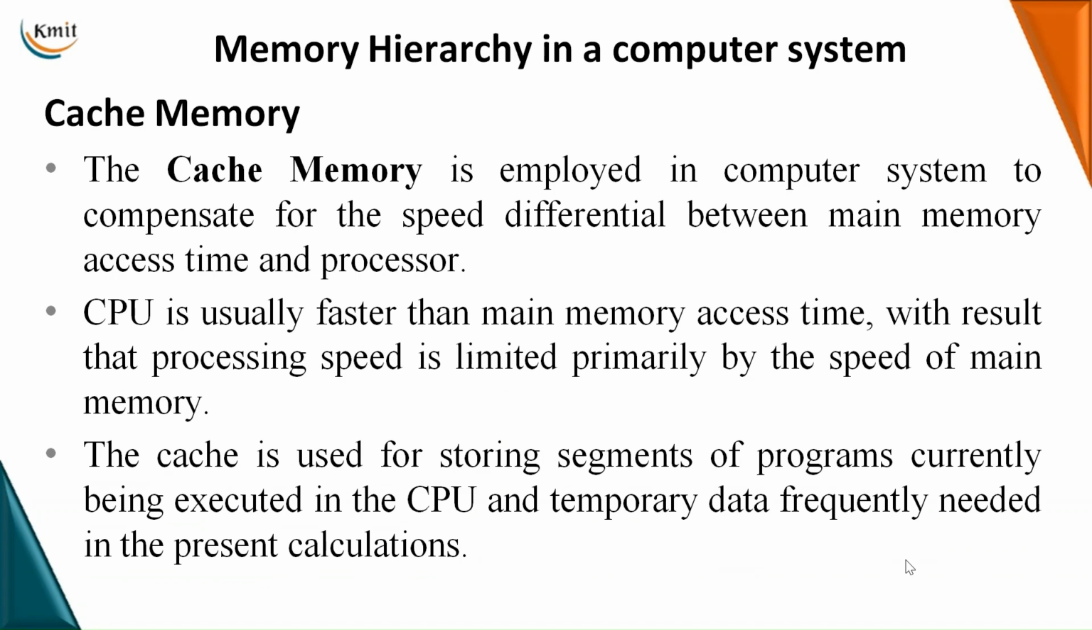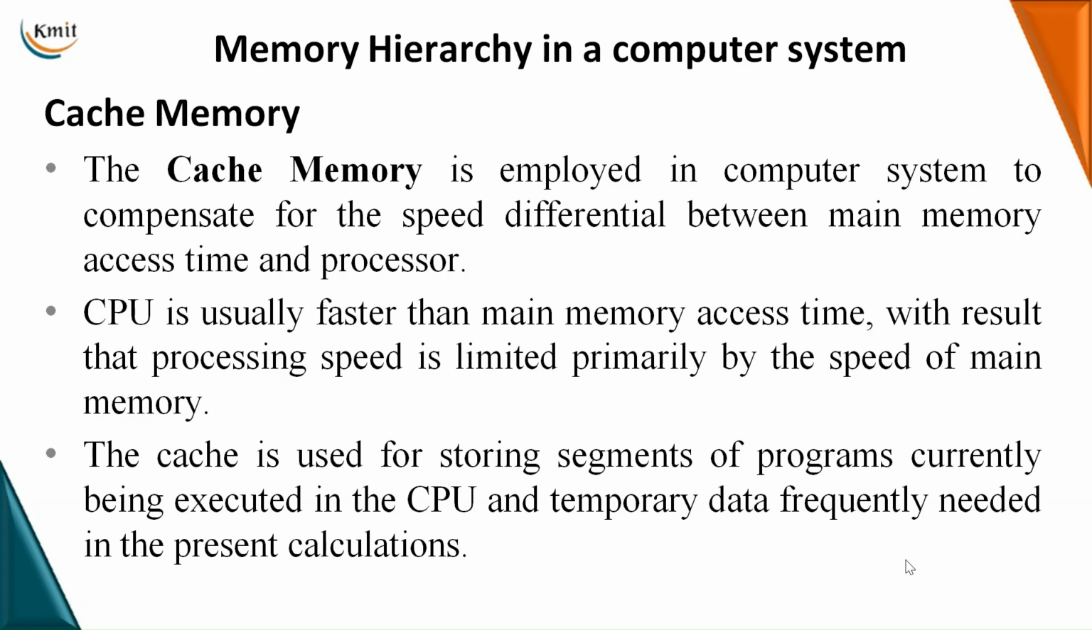The other important type of memory is cache memory, which is employed in a computer system. The main role of a cache memory is to compensate for the speed differential between your main memory access and your CPU. If the CPU wants to access any information, it requires a certain time, because accessing the main memory takes much more time compared to accessing your cache memory.